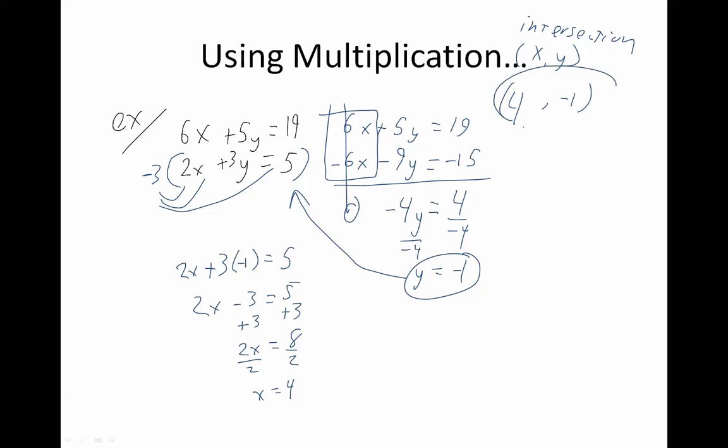Therefore, my answer, therefore, get it? Therefore, the answer, my solution, my intersection point is 4, -1. The point where these two lines intersect is that bad boy right there. Now, I don't know what those lines look like. I could graph them to find out, but that's where they intersect, that point right there.